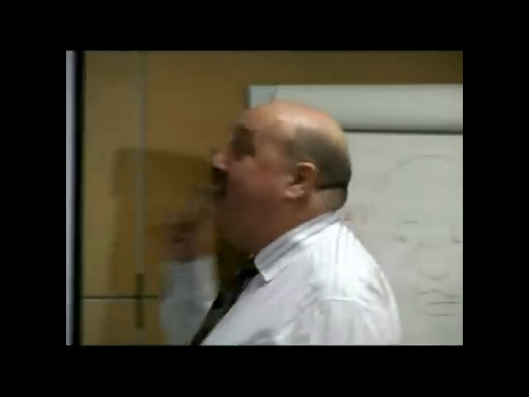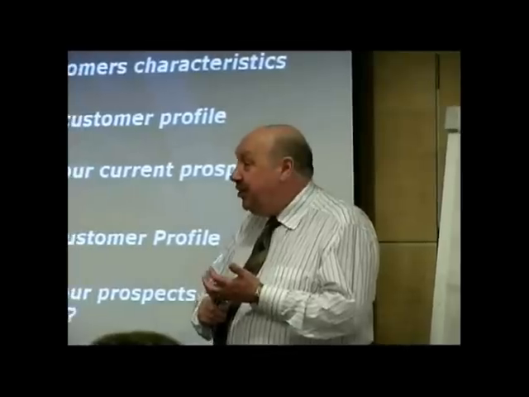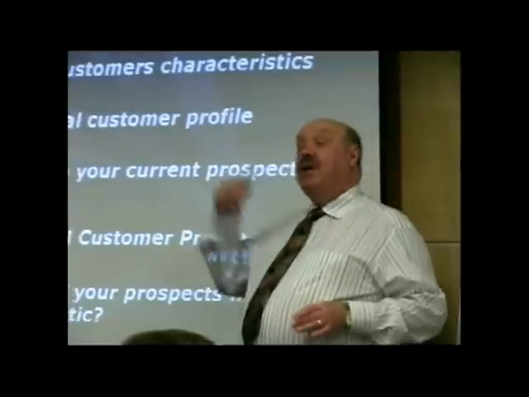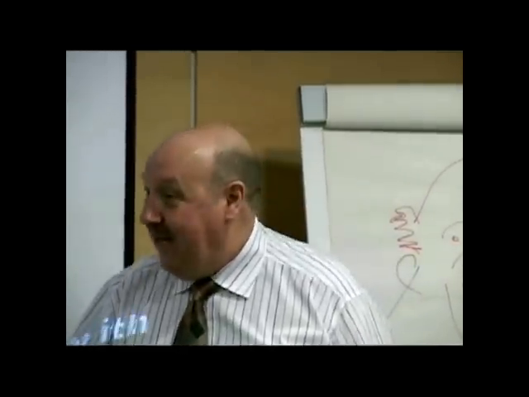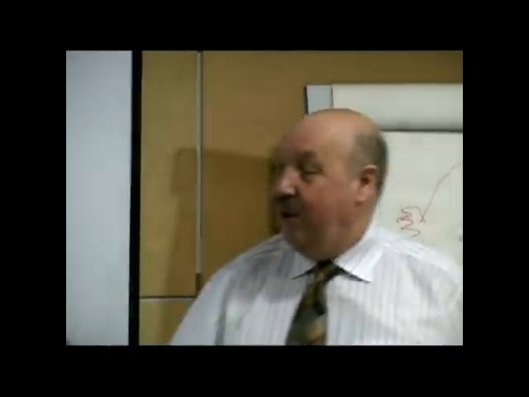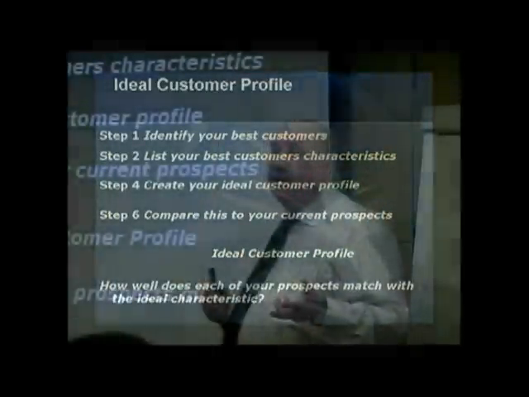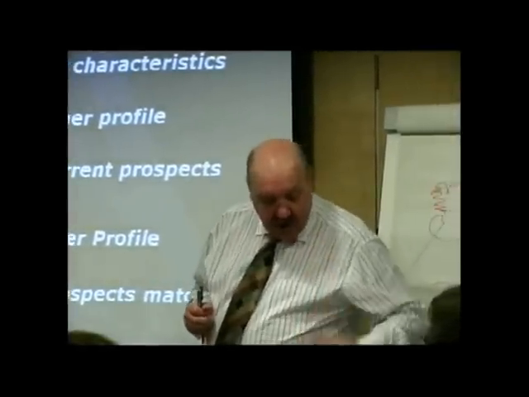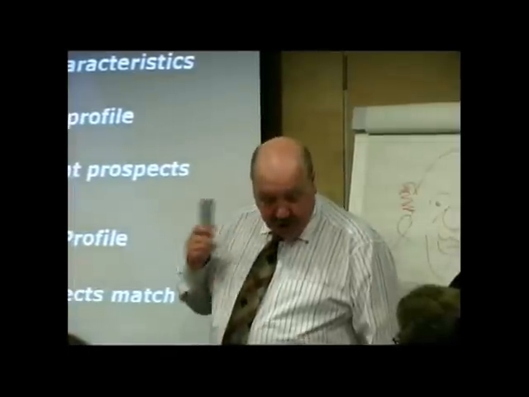Step 1 is identify your best customers. Who are your best customers at this point in time? Could you list them? Could you tell me who your top 20% of customers are? Now, in Ken's case, who is your top 20 customers likely to be? Established people. So make a list of them. What are their characteristics? What are the things that make up their business? What type of business are they in? For example, what's their industry? What's their size? How many employees do they have? What's their turnover?